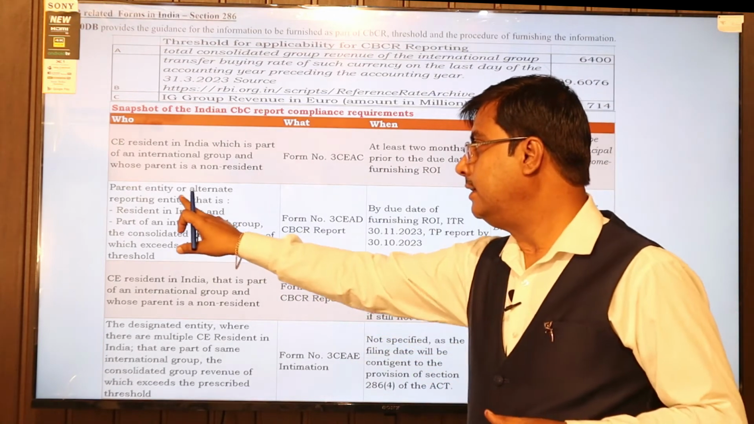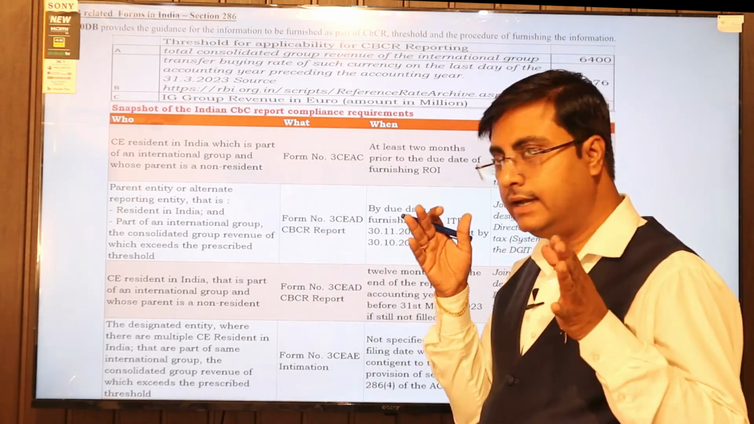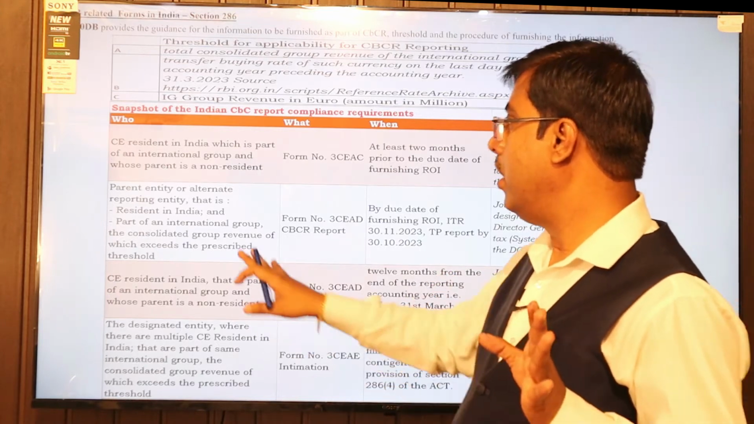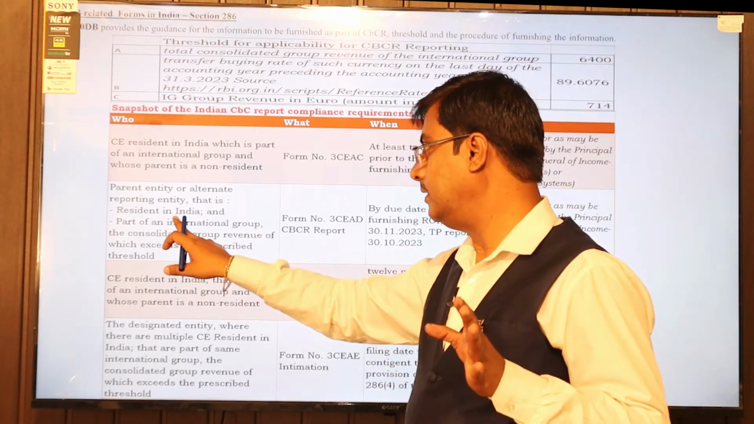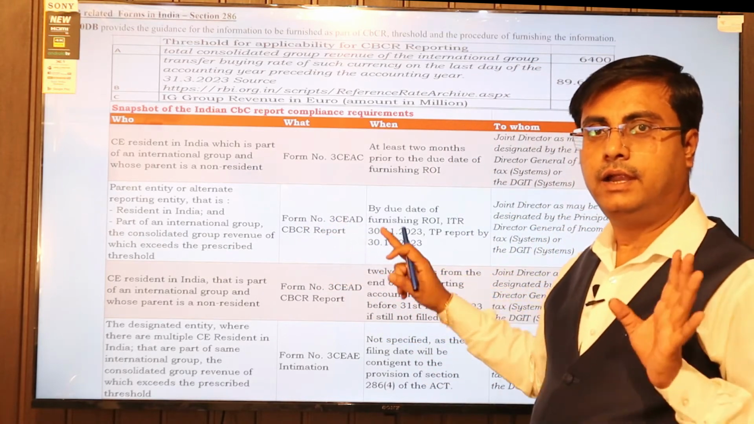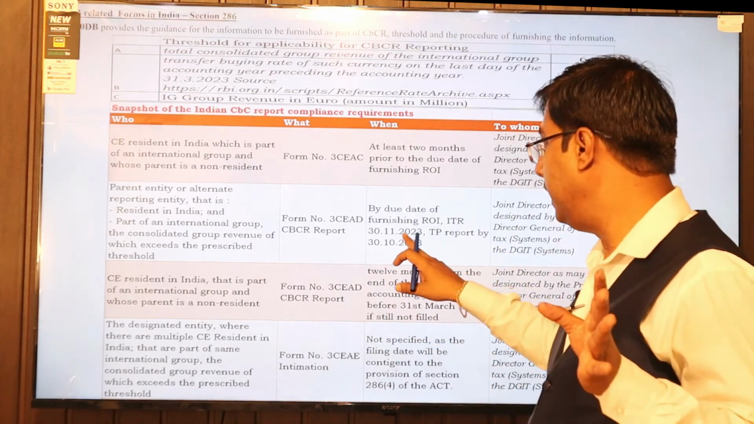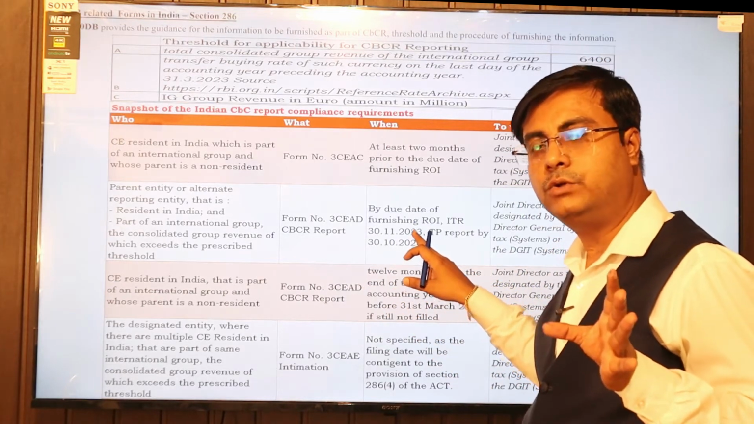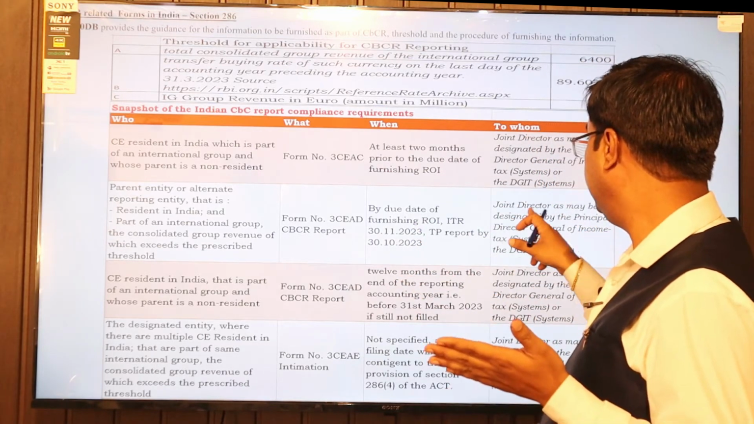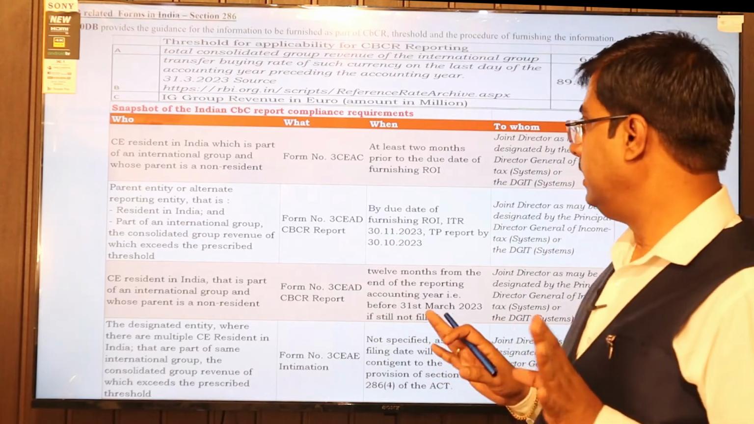If the parent entity is resident in India, or the alternate reporting entity is resident in India, then you have to file Form 3CEAD. 3CEAD is the country by country report. You have to file CBCR by 30th November, the due date for the ITR, right? To whom do you have to file? It is the Joint Director or Director General of Income Tax, right?